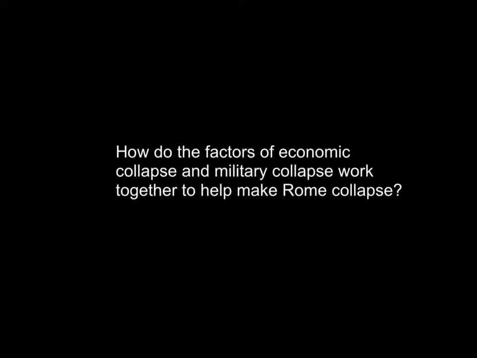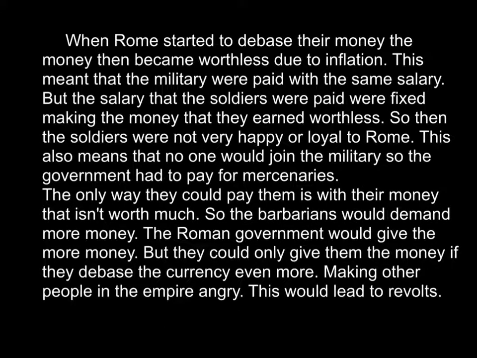How did the factors of economic collapse and military collapse together help make Rome collapse? When Rome started to debase their money, the money became worthless due to inflation. This meant that the military were paid the same salary, but the salary that the soldiers were paid was fixed, making the money that they earned worthless. So the soldiers were not very happy or loyal to Rome. This also means that no one would join the military, so the government had to pay for mercenaries. The only way they could pay them is with their money that isn't worth much.